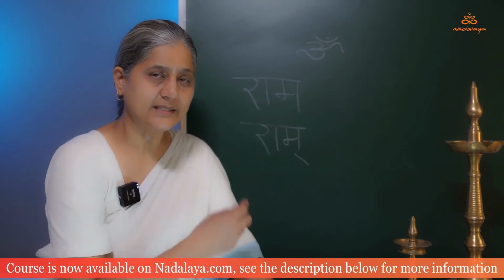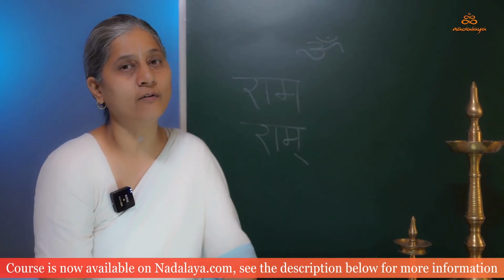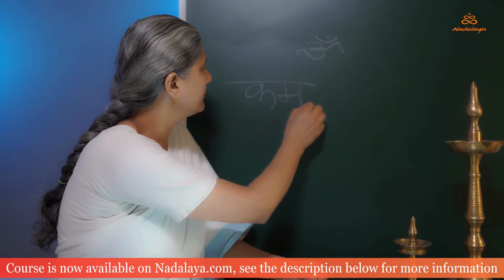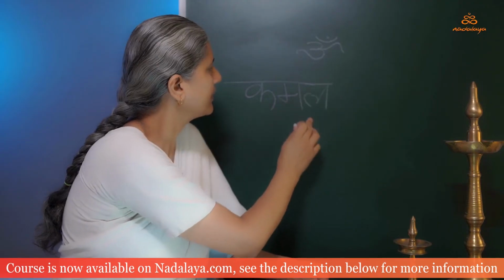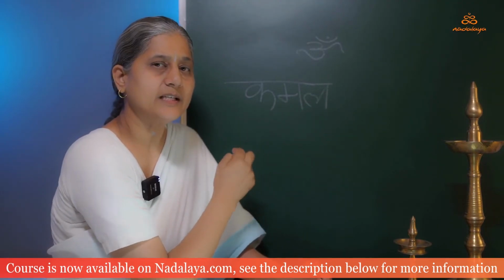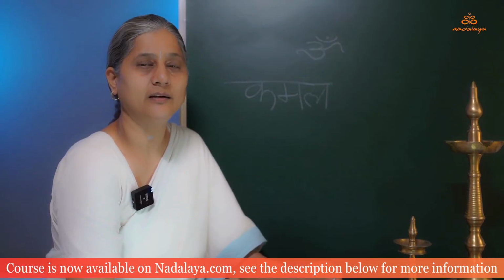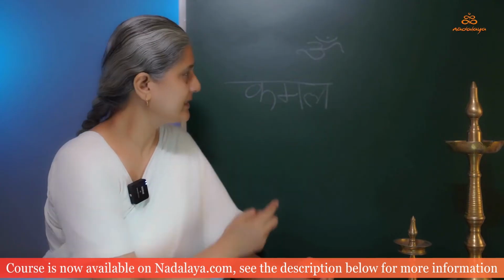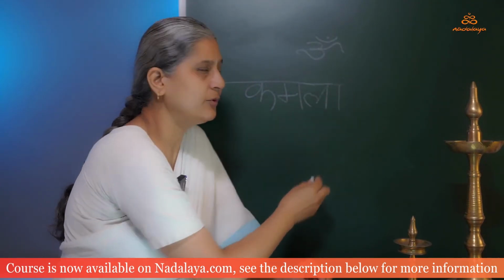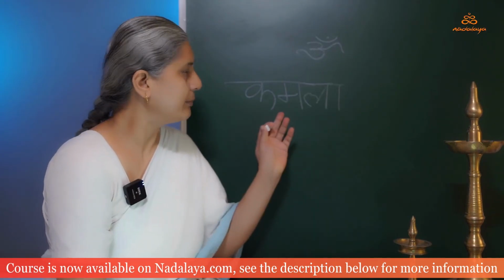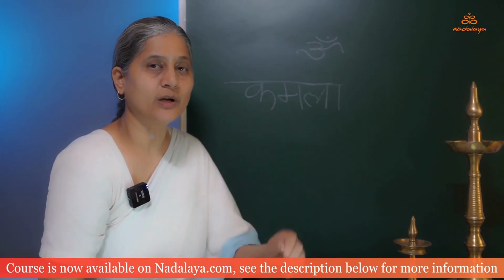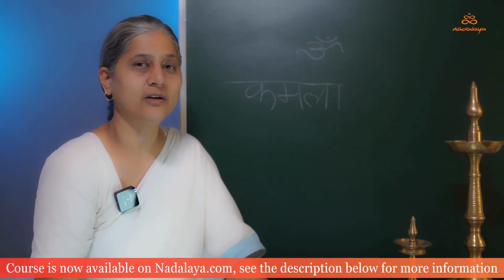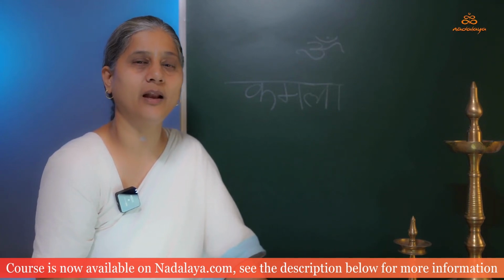Sometimes we make the same mistake in the middle of a word. For example, when we pronounce this word, it is Kamala. But when the same word becomes a feminine word like Kamala, then most probably we are going to pronounce it as Kamla, or Vimla instead of Vimala.